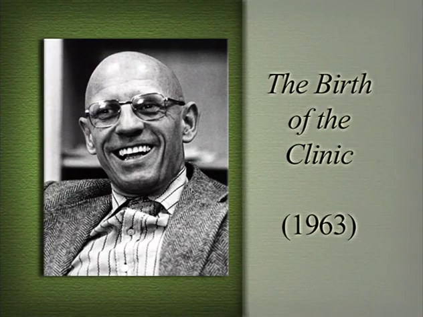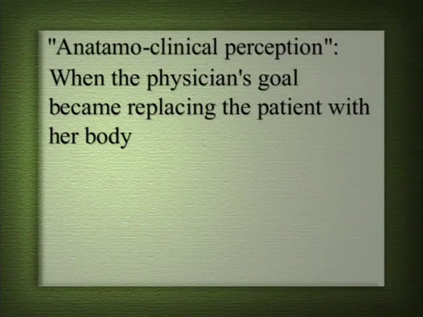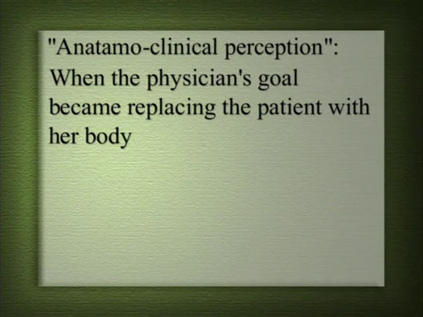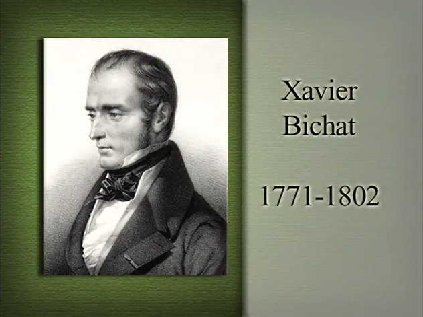Foucault refers to the turn from the 18th to the 19th century as the time when what he calls the firm web of our modern experience was set into place. He's speaking in the context of the history of medicine, and he's referring here to our modern medical attitudes. Foucault identifies these with what he calls the anatomo-clinical perception. That's when the physician's goal became replacing the patient with her body. In fact, he locates the symbolically precise point of this development in the work of the physician Xavier Bichat, especially his General Anatomy of 1803.